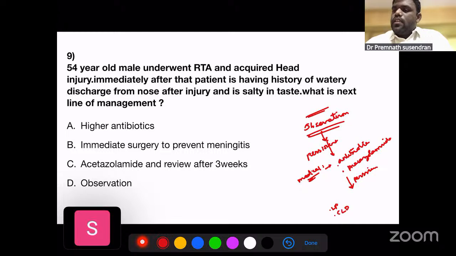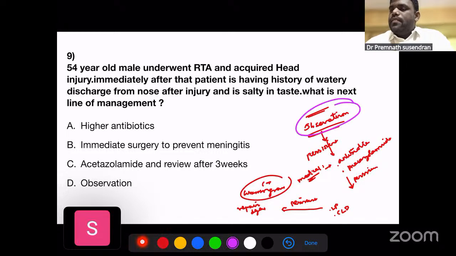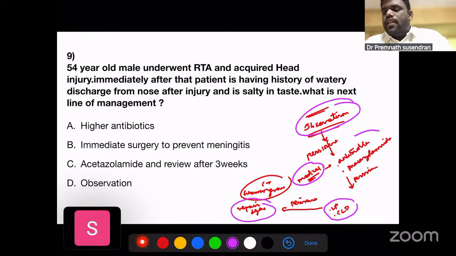Okay. Even if the CSF leak is persistent, then we'll do a cisternogram. Okay, CT cisternogram will identify the defect and we will repair the defect. So these are the protocol for CSF rhinorrhea. It starts with the observation. If still persistent, we go for medical management. Still persistent, we can go for a lumbar puncture, continuous lumbar drainage. If still persistent only, we can go for surgical repair of the defect.